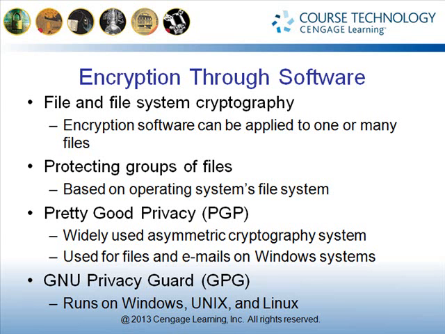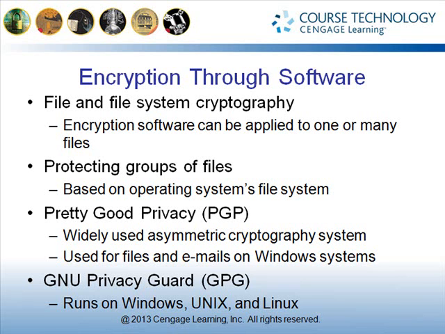Let's talk about file and file system cryptography. Encryption software can be used to encrypt or decrypt files one by one, but this can be a pretty cumbersome process. So instead, more often groups of files, maybe all files in a specific folder, are to be encrypted, and this then can take advantage of the operating system's file system. A file system is a method that is used by the operating system to store and retrieve and organize files.